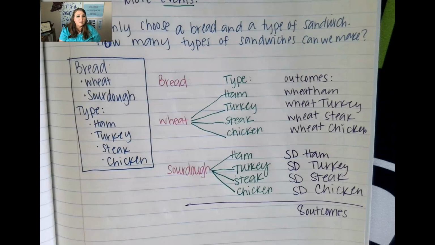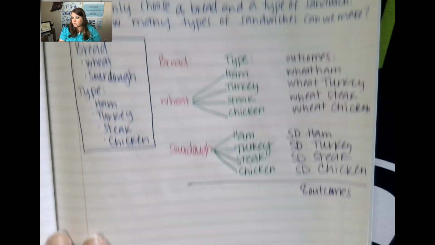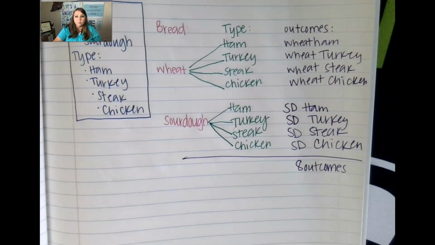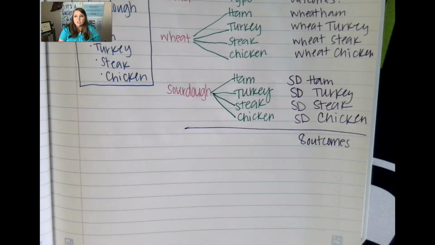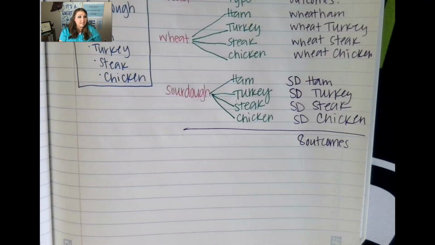Okay, let's try another example. We are going to have a taco truck. In the taco truck, it says that we can choose sour cream, salsa, or guacamole on either beef or chicken tacos. You randomly choose a topping and a meat. Find the sample space and how many different types of tacos you can have.